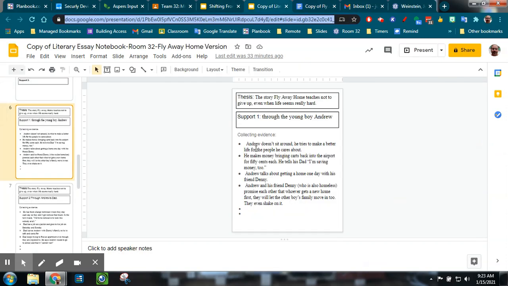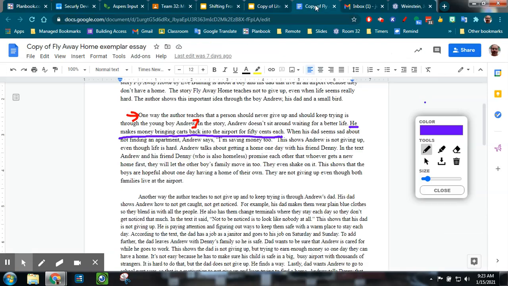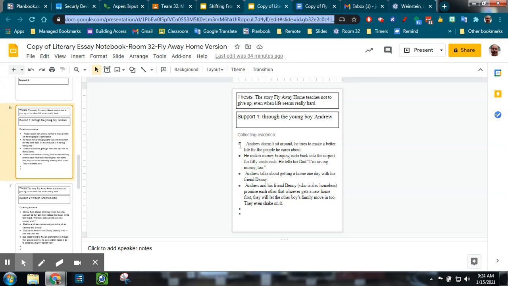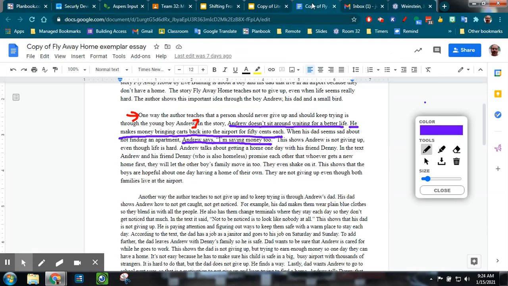Okay, here's the "Andrew doesn't sit around. He tries to make a better life for the people he cares about. He makes money bringing carts back into the airport for 50 cents each." And then he also says, here's this, Andrew says, "I'm saving too." So these parts are my evidence, even this one: Andrew doesn't sit around waiting for a better life. These that I've underlined in this purplish blue, lavender really, are the pieces of evidence that are here. Okay, so let's keep going and finding the rest of the evidence.